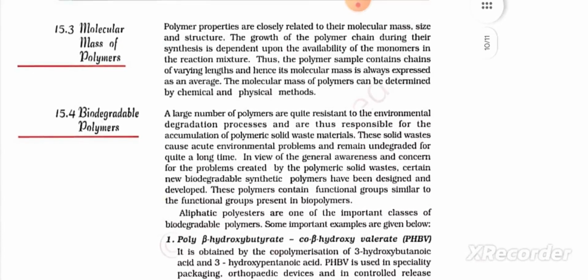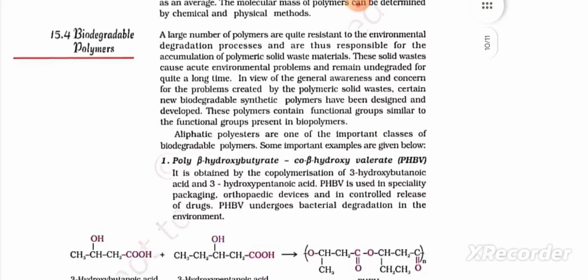15.3 Molecular mass of polymers. Polymer properties are closely related to their molecular mass, size, and structure. The growth of a polymeric chain during synthesis depends upon the availability of monomer in the reaction mixture. Thus, a polymer sample consists of chains of varying lengths, and hence a polymer's mass is always expressed as an average. The molecular mass of a polymer can be determined by chemical and physical methods.